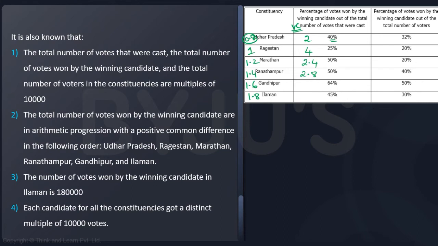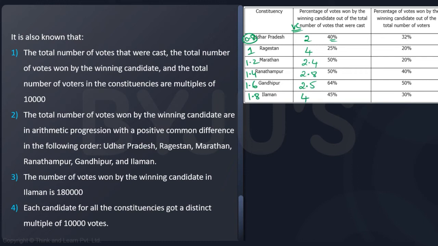1.6 by 0.64, we just did that. This is 2.5 lakhs. And 1.8 by 0.45, 0.45 will be 4 lakhs. So this is the number of votes cast.